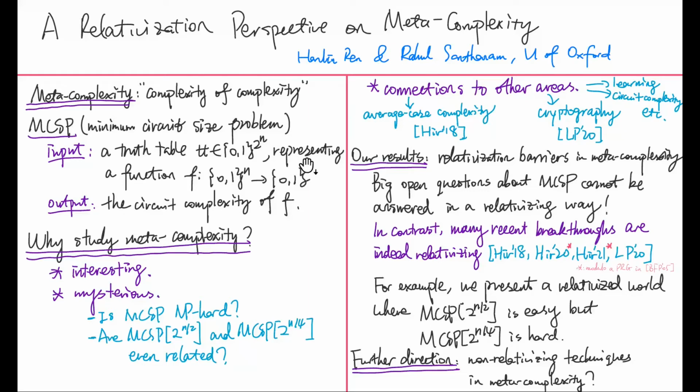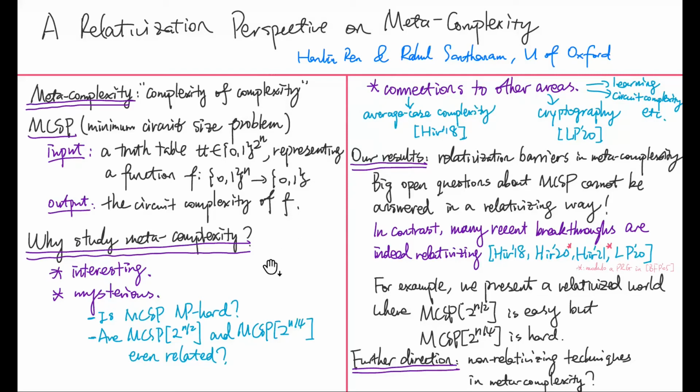Its input is a truth table of length 2^n that represents a Boolean function on n input bits. The output of MCSP is the circuit complexity of the input truth table. So studying the complexity of MCSP is like studying the complexity of computing circuit complexity, and that is what meta-complexity means. Of course, there are many other meta-complexity problems, depending on what kind of complexity you want to study.